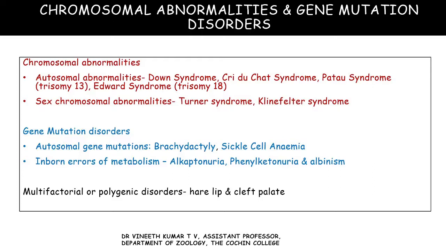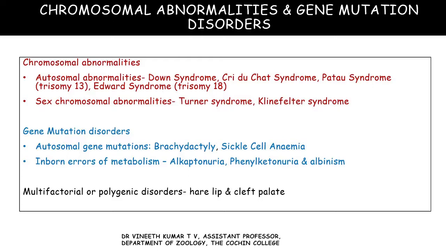Brachydactyly belongs to the type of gene mutation disorder which is inherited in an autosomal dominant manner. And sickle cell anemia is a condition which is inherited in an autosomal recessive manner. And the next topic will be the inborn errors of metabolism.